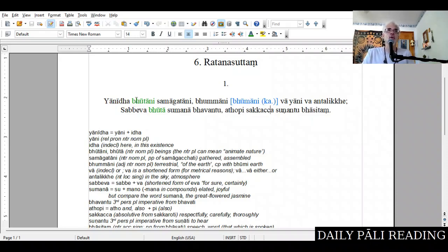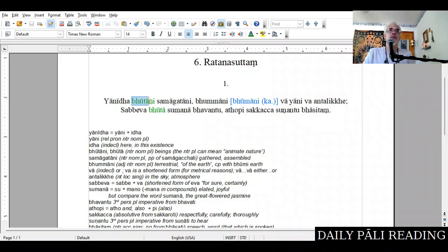So we'll go through this one in order. It's not completely complicated. These, we'll talk about this right now, these yānis. Yānīdha is a running together of these two words, yāni and idha. So yāni is our relative pronoun, and it's neuter nominative plural. And it is actually referring to bhūtāni. We could say its antecedent is bhūtāni, if you want to use a slightly more technical term.